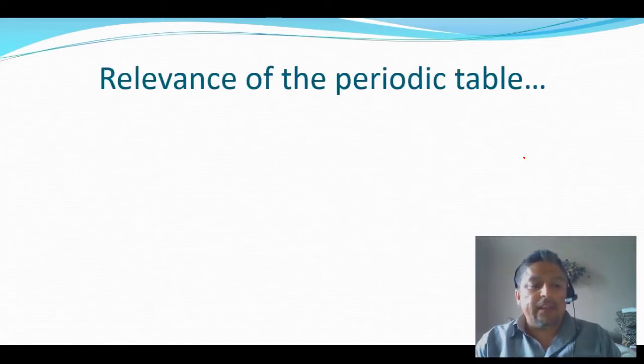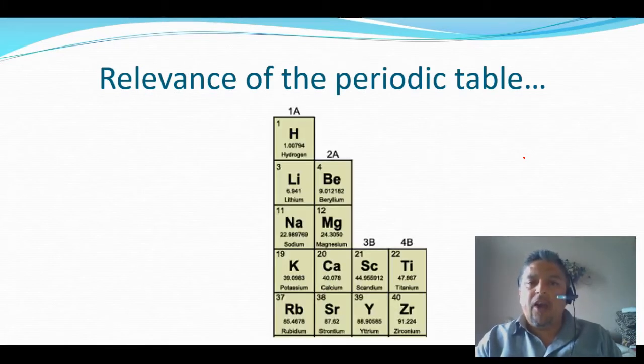Now let's take a look at the relevance of the periodic table to this. You have seen this part, the first couple of columns of the periodic table. We have talked about this number on the top and this number on the bottom. Remember, this is the atomic mass, and this is the atomic number. And the number on the top is the one we're actually going to pay attention to.